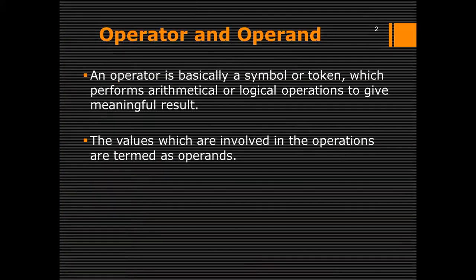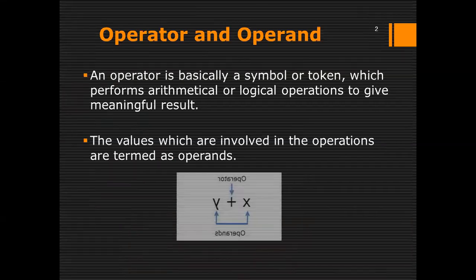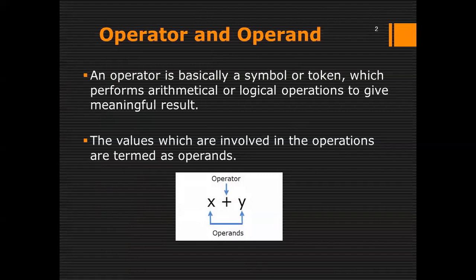Operator and operand. An operator is a symbol or a token which performs an arithmetical or logical operation to give a meaningful result, whereas any values involved in the operation are termed as operands. Now look at the example given. Here x and y are the operands and plus is the operator, which is an arithmetical operation performed on x and y.